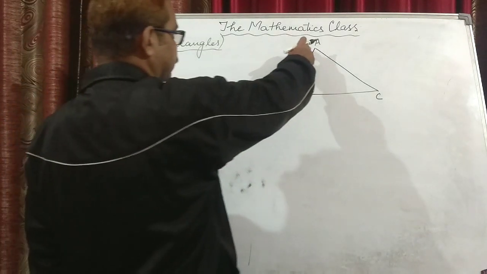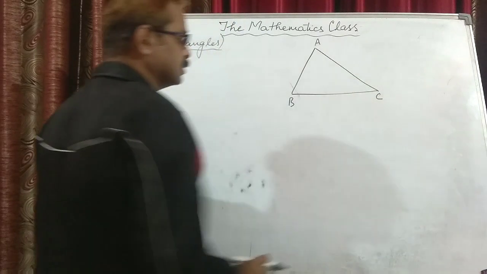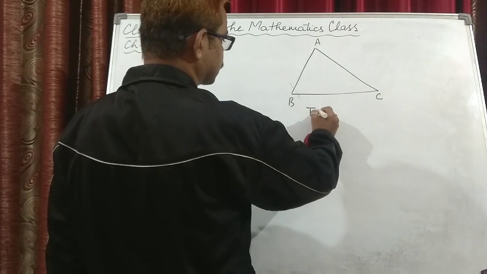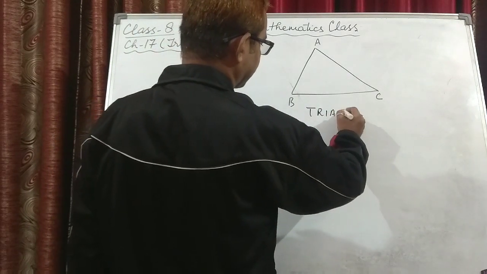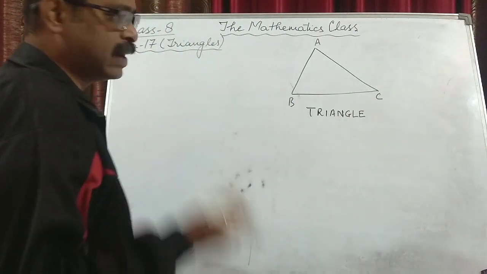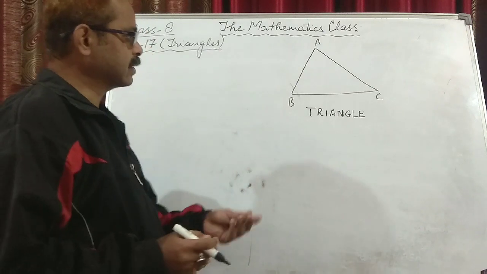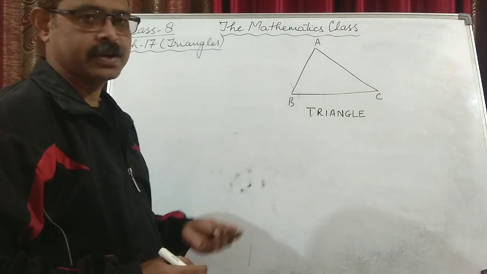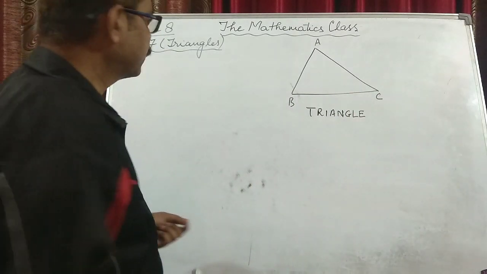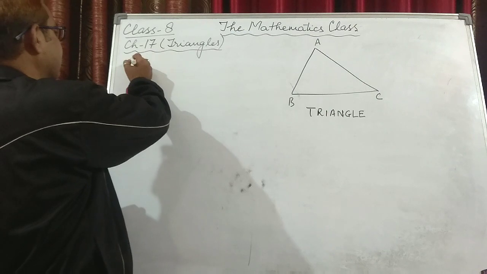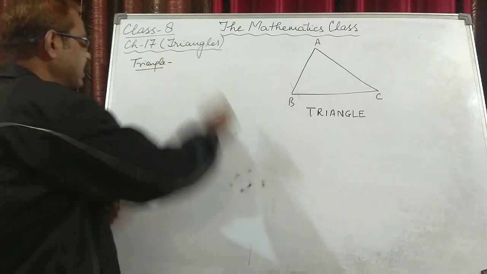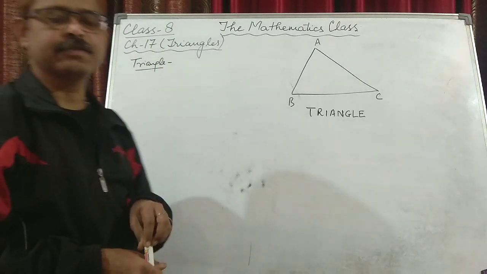Now this is a figure ABC. Generally, if I ask you all what is this, you will all say a triangle. What is the meaning of a triangle? In a layman's words, we can say a figure which is having three angles, 1, 2, 3. So it is known as a triangle. But what is the definition of a triangle? How can you explain it or how can you define it?